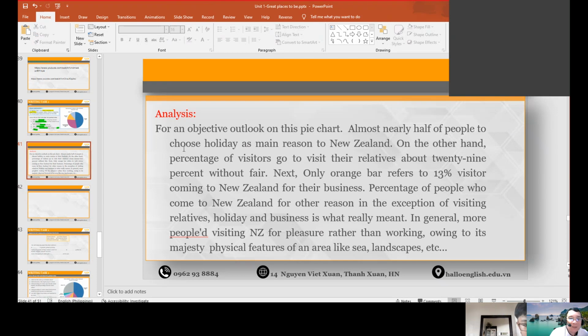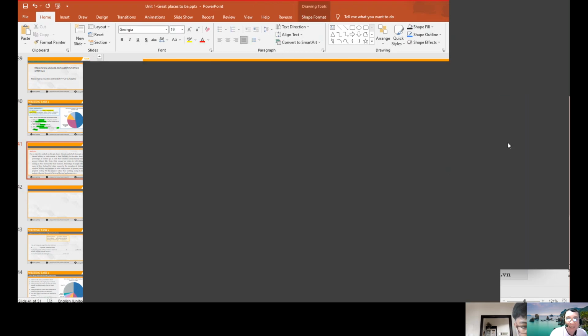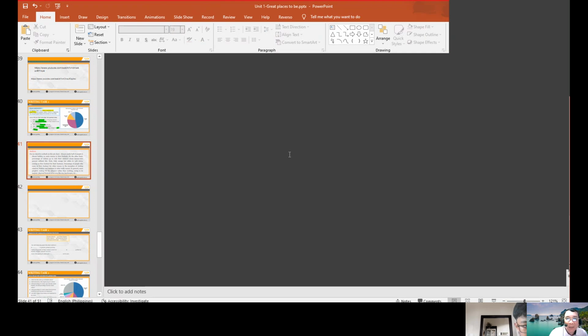Okay. So, for an objective outlook on this pie chart, almost nearly half of people choose holiday as main reason, okay? As main reason to New Zealand. On the other hand, the percentage of visitors who go to visit their relatives is about 29% without fare. Okay? I mean, without fail. Yes, without fail. Let me edit.